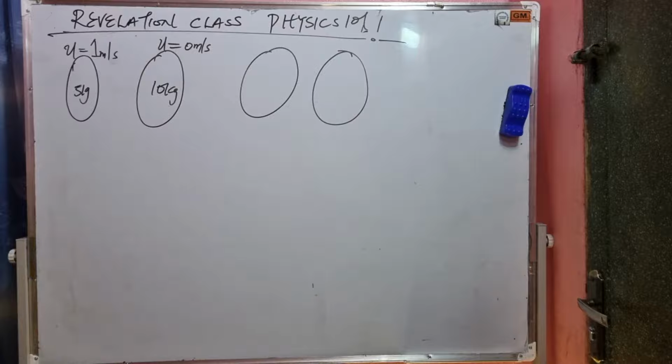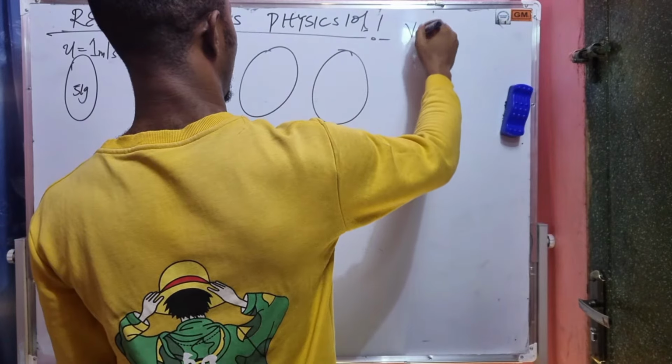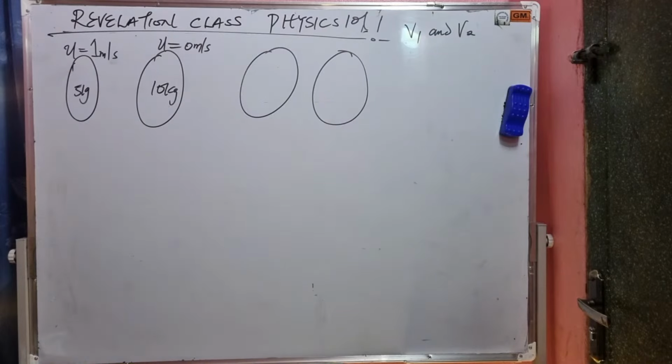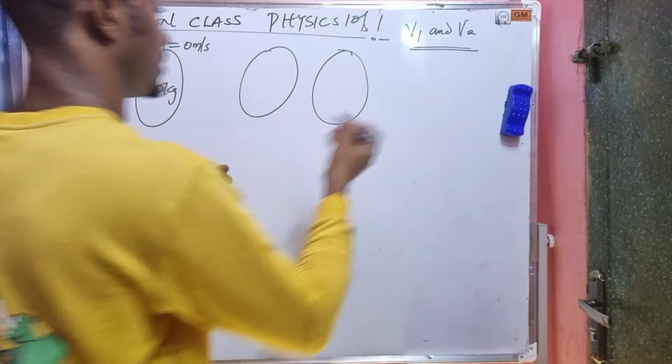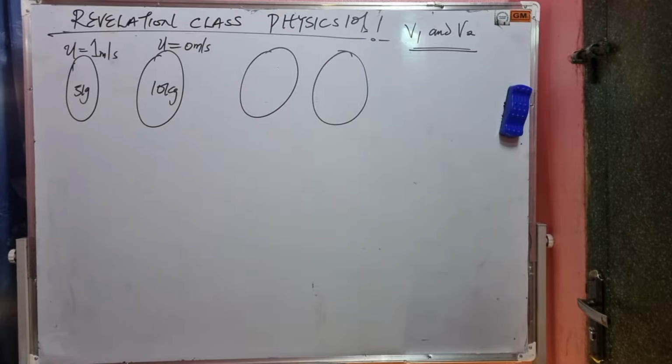We are then asked to find their velocities after collision. What is their velocity after collision? Meaning I'm looking for my V1 and V2. V1 and V2. Okay? Now let's watch.